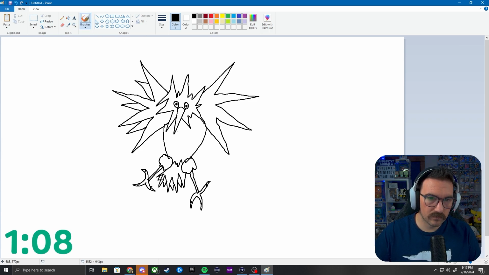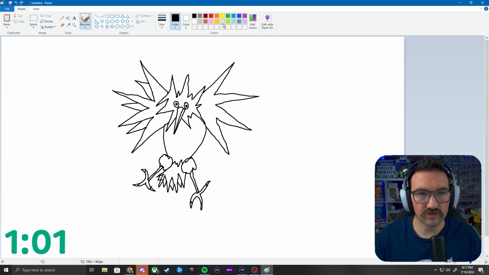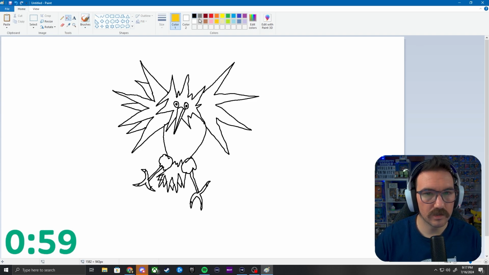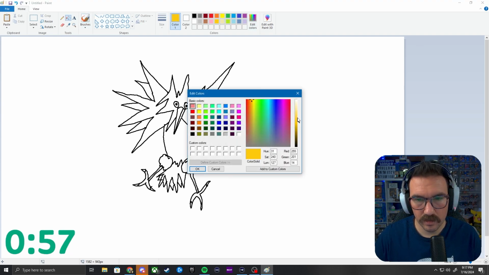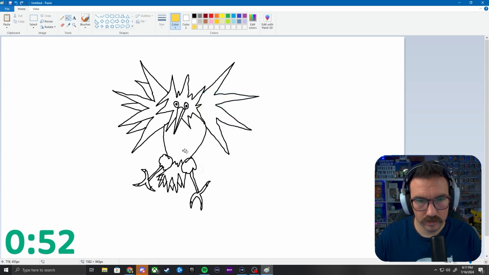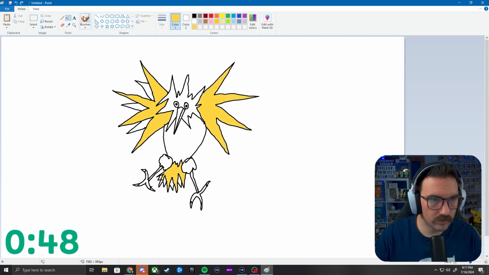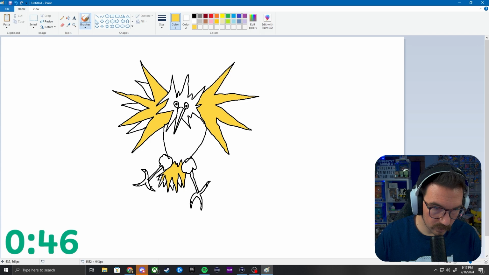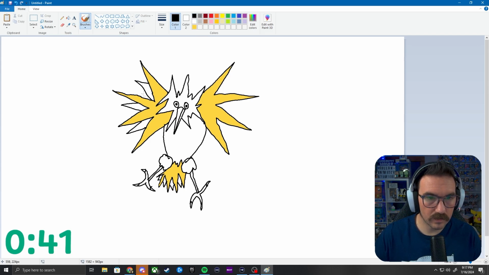Does it have, maybe it's got a mouth on its beak? It pretty much looks like Zapdos, I think. All right, let's color this bad boy up. Sort of like a brighter yellow-ish. Here and here and here. Oh, there's a bad part there. That's okay, we'll fix it. And then these spikes are like this.